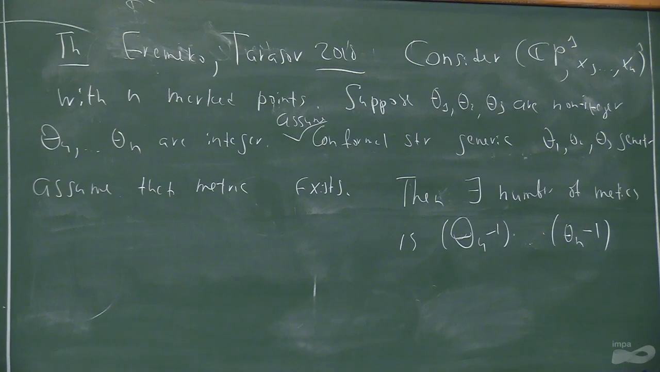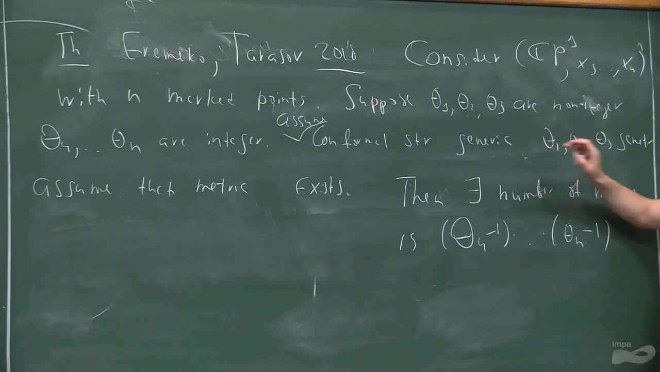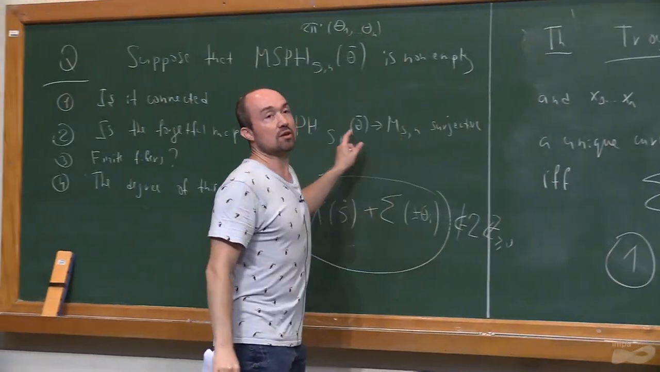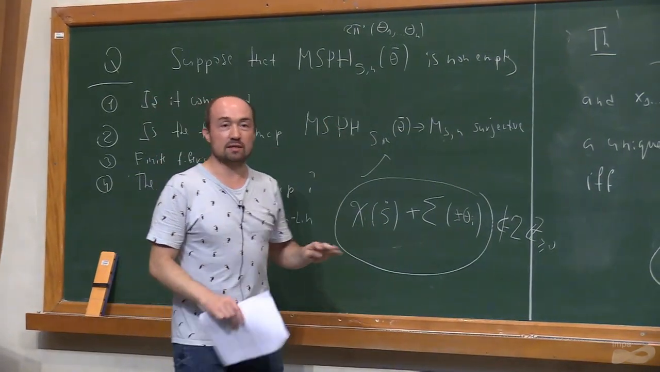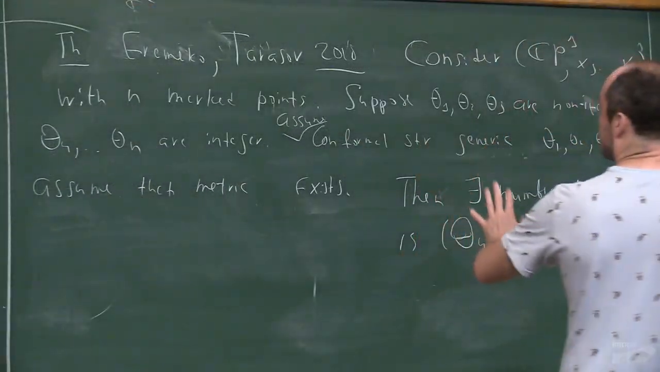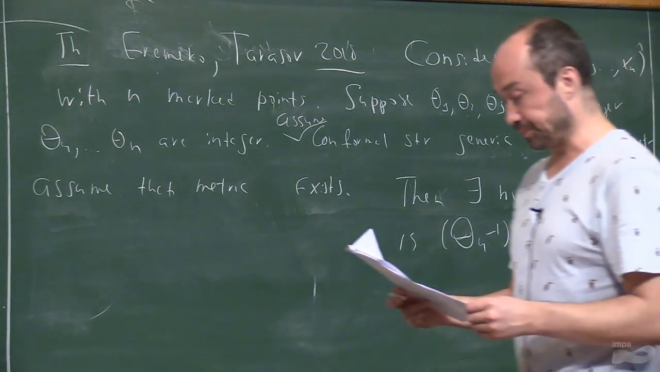And why such a result is possible is because in this regime, when theta 1, theta 2, theta 3 are non-integer, but all others are integer, this map, again, is a holomorphic map. So basically, in this particular regime, this moduli space has a natural holomorphic structure. And I would say these are the two most general results where everything can be understood.